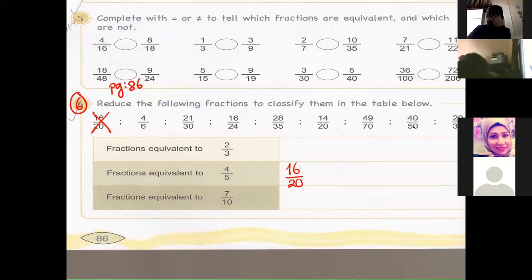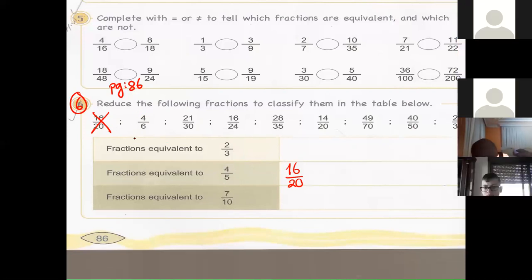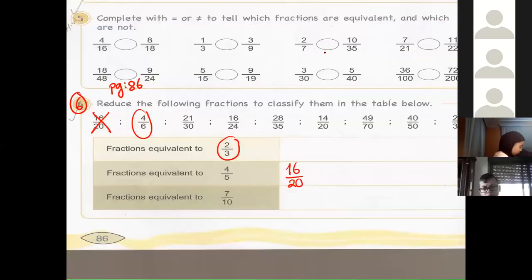Batul, now 4 over 6. I will check if 4 over 6 is equivalent to 2 over 3. Let's start. 4 over 6 and 2 over 3. Yalla Batul. 2 times 2 gives us 4. Excellent. 2 times 3 gives us 6. Bravo. So we multiplied up and down by 2, so they are? Equivalent. Bravo, Batul. Thank you.